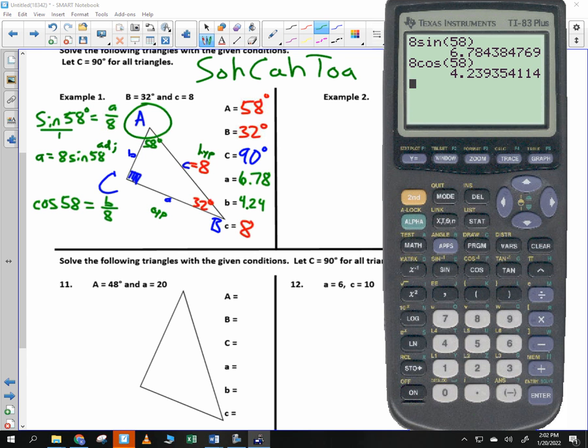Does it make sense that 8 is the longest side? Because it's across from the biggest angle. Does it make sense that B is the smallest side? Because it's across from the smallest angle. And then notice side A is in the middle because 58 degrees is in the middle.